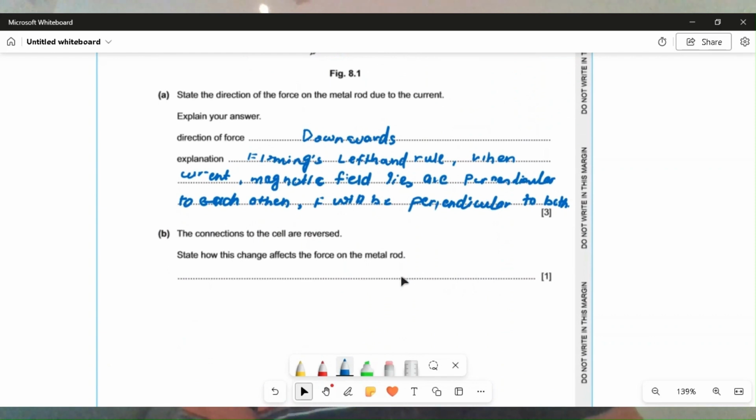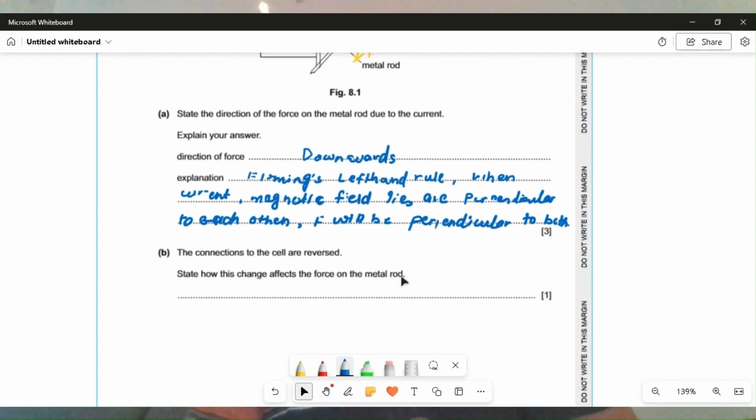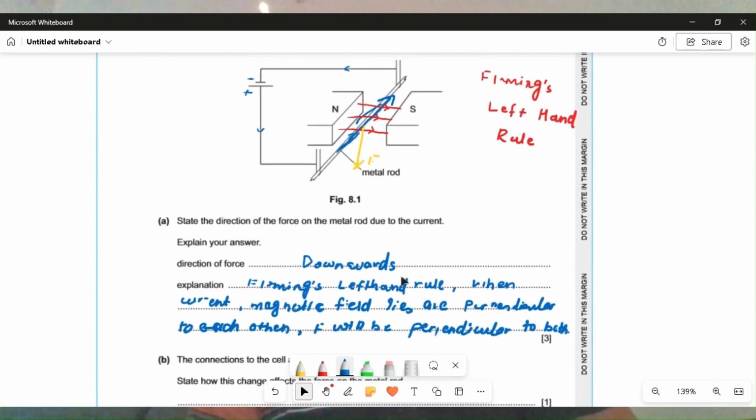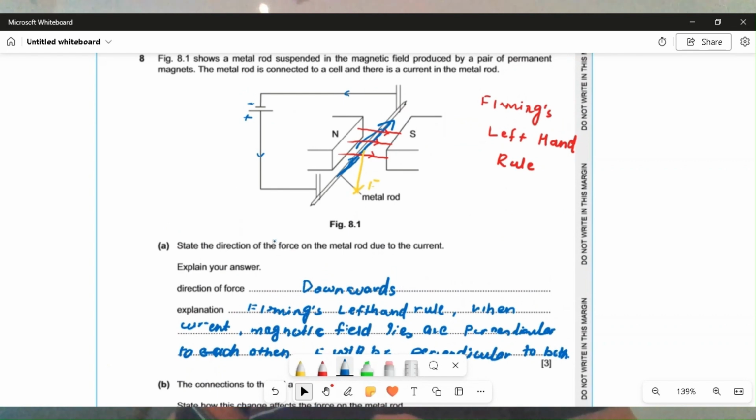Now part B says the connections to the cell are reversed. What will happen? Now when connections are reversed, the direction of the current that was initially away from me, into the screen or into the paper, will change. This will become positive, this will become negative, so current will be from here to here. According to Fleming's left hand rule, the magnetic field is from my left to right, the current is now toward me, and the force will become upward.